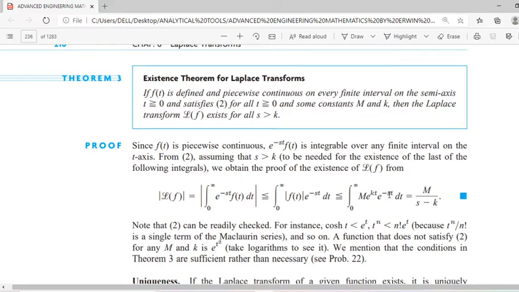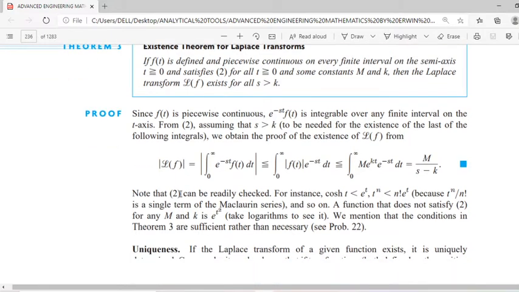So after integration we will get M into 1 by s minus k into e raised to minus s minus k into t from 0 to infinity. That will be simplified like this: M divided by s minus k. So this is a positive number. M is positive, and since s is greater than k, s minus k is positive, so M by s minus k is a positive number. So the modulus is less than or equal to a positive number. That means this L of f exists, that is, L of f is finite. So that is the existence of Laplace transformation that we consider here.